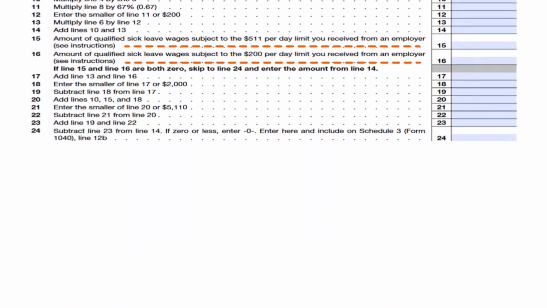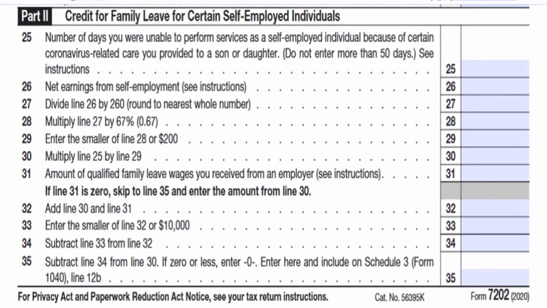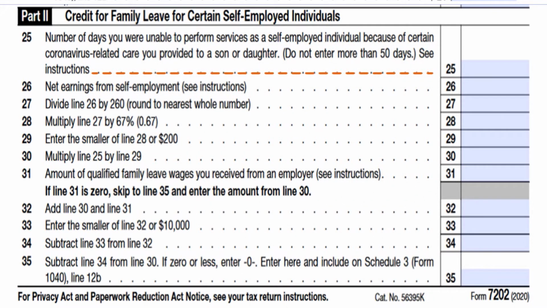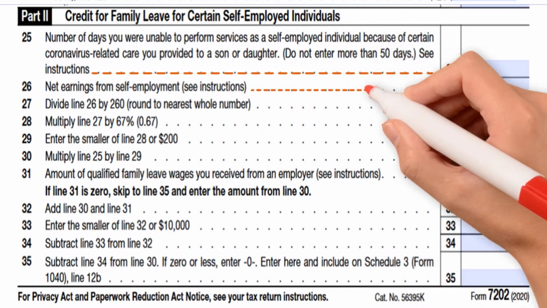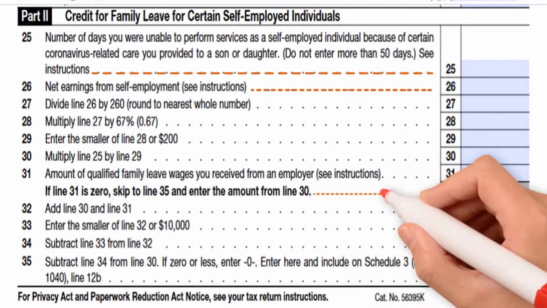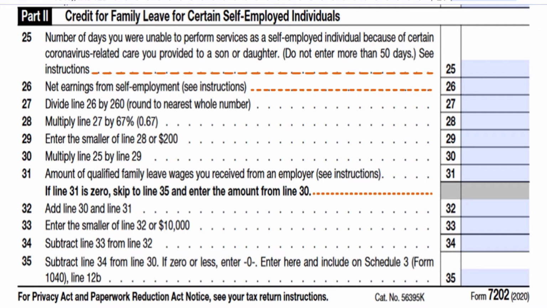And here we have, you can see here in Part 2, showing you on the screen, line 25, you need to enter the number of days you are unable to perform services as a self-employed individual because of certain COVID-19 related care you provided to a son or daughter. And line 26, you have to put your net earnings from self-employment. And line 31, you need to enter the amount of qualified family leave wages subject to the $200 per day limit you receive from an employer.